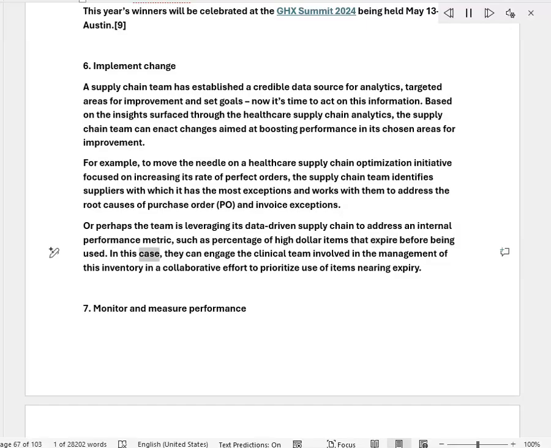In this case, they can engage the clinical team involved in the management of this inventory in a collaborative effort to prioritize use of items nearing expiry.